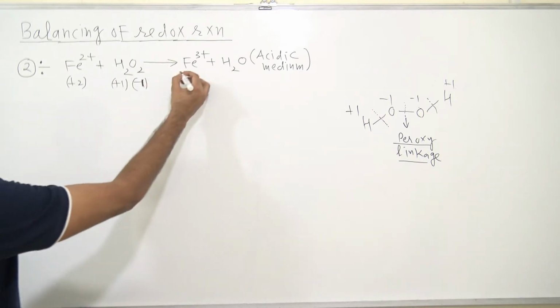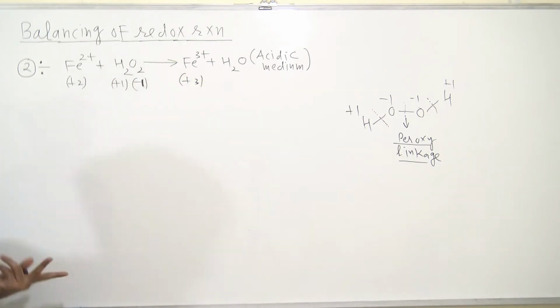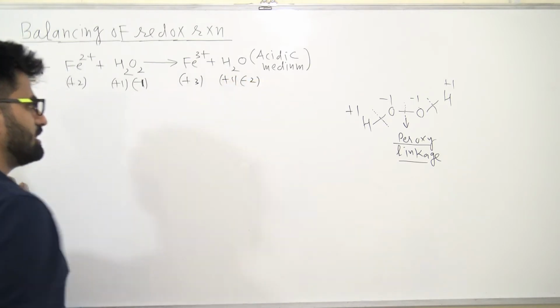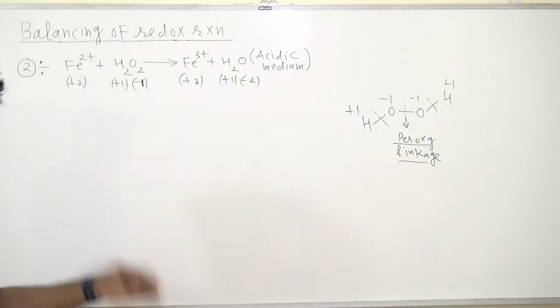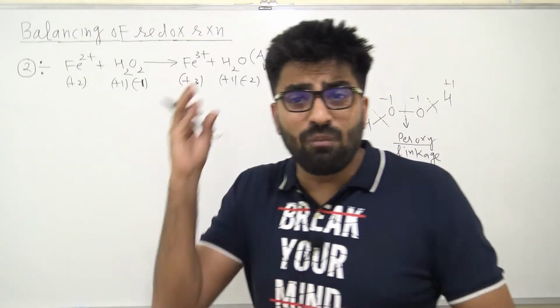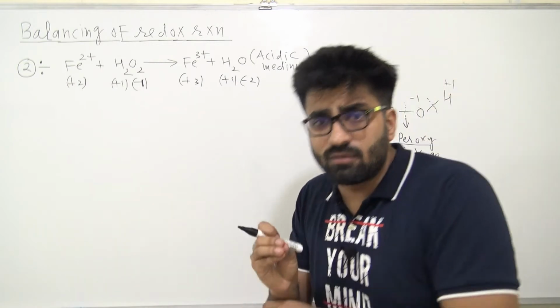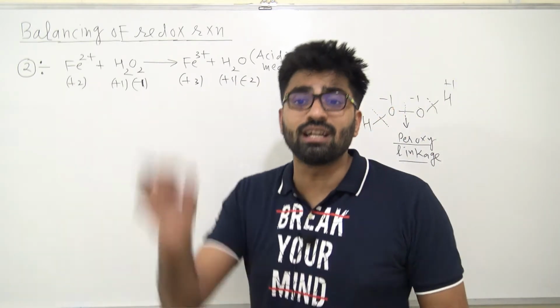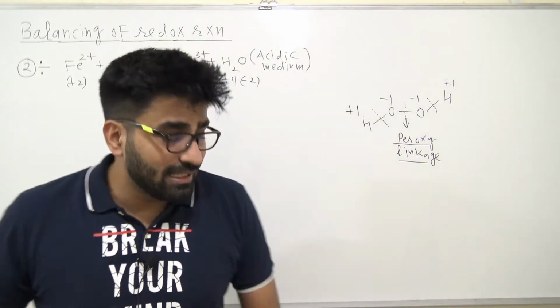So we have written -1. Now iron is +3. Water we know, right? Hydrogen is +1 and oxygen is -2. Now we have identified the oxidation number of each and every element. Now we need to check which species are undergoing oxidation and which species are undergoing reduction, right, guys? So let's check that.